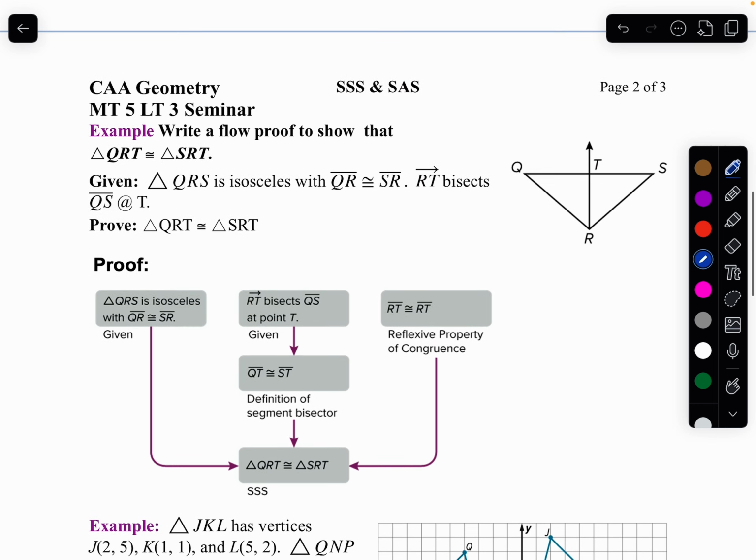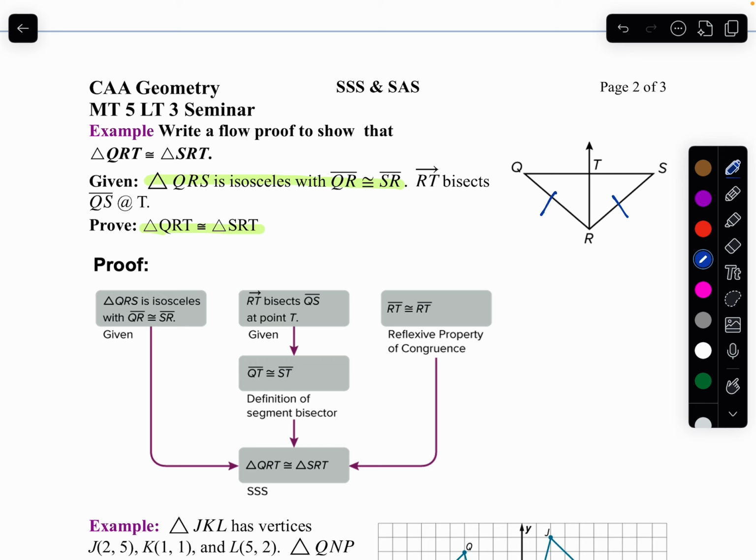So I can look at this through a proof. I want to prove that QRT is congruent to SRT. I'm told triangle QRS is isosceles with QR congruent to SR. So let's mark that so we know QR is congruent to SR. We're also told that RT bisects QS at T. We're going to do this as a flow proof.